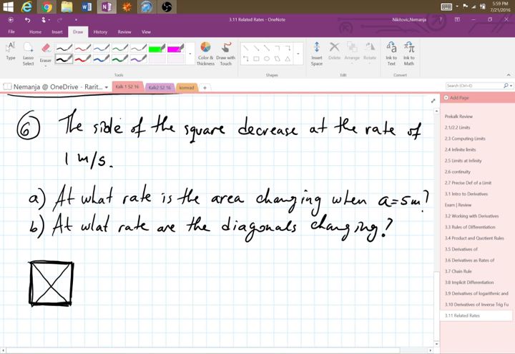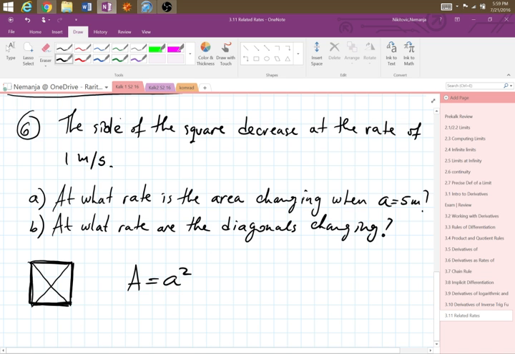So what do you see there? It says, at what rate is the area changing? As soon as you see the area, and you know it's a square, you must start, common sense, with area equals a squared. That should be common sense, because the word area is mentioned and the word square is mentioned.